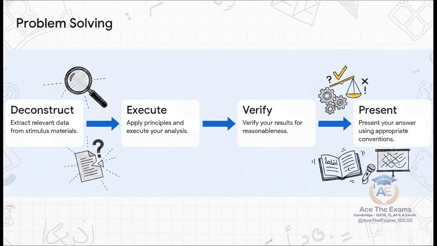This is where Cambridge literally awards you marks for your processing sequence. They want to see you're working. Step 1, deconstruct the question and extract your data. Step 2, apply your principles and execute your analysis.